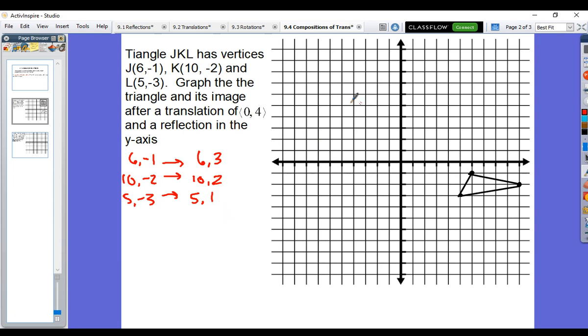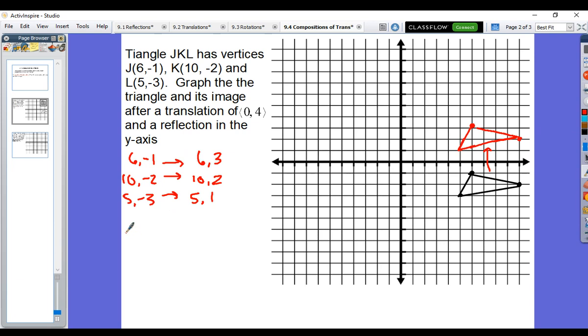It got moved 0, 4. So it'll be at 6, 1, 2, 3, 4, 5, 6, 4, 6, 3, 1, 2, 3, 10, 2, and then 5, 1. So it got moved up. That's the translation. The vector made it go up 4 units. And then we're going to reflect it over the axis.